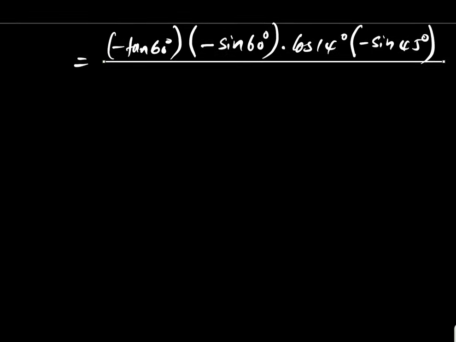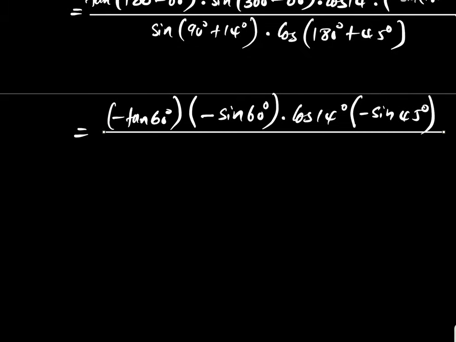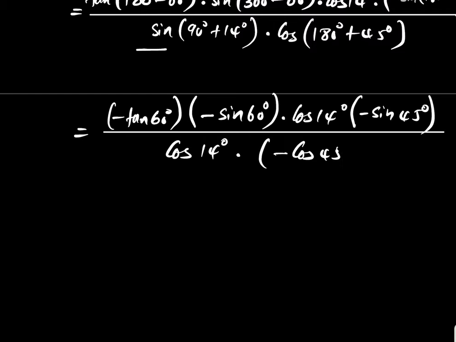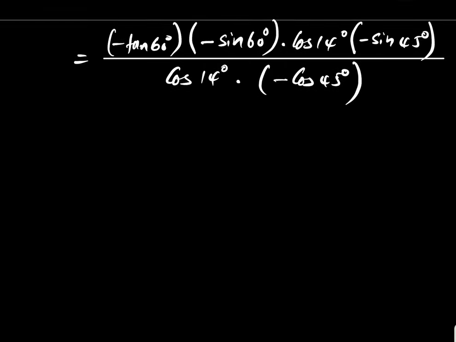Let's check what you have now. You have that is in the second quadrant where sine is positive, so you're going to have a cos of 14 degrees, multiplied by, this is in the third quadrant where cos is negative, so you are definitely going to get negative cos of that special angle, which is 45 degrees there.